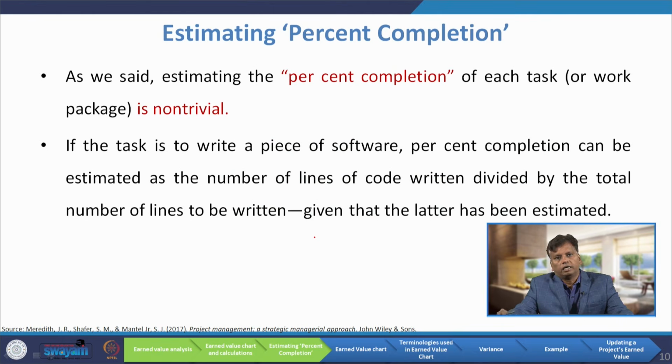So, as we said, estimating the percent completion of each task or work package is not trivial. If the task is to write a piece of software, percent completion can be estimated as the number of lines of code written divided by the total number of lines to be written, given that the latter has been estimated. So, this is the way to compute the percent completion.